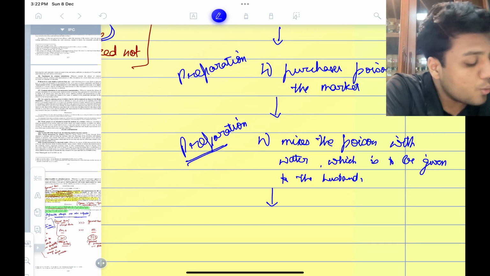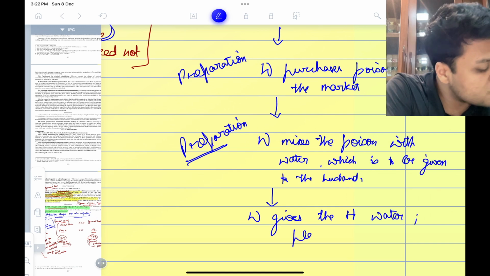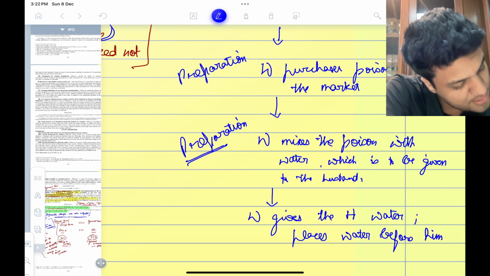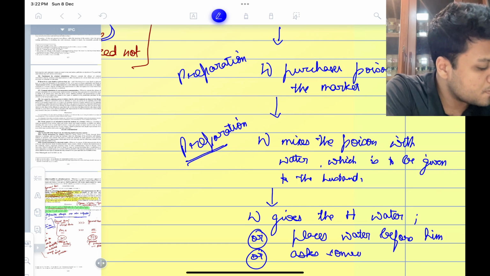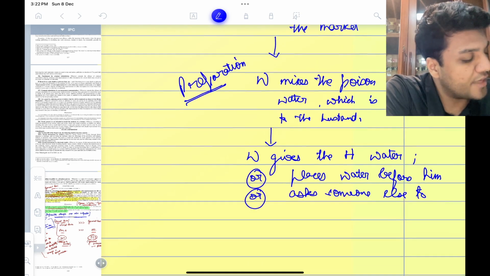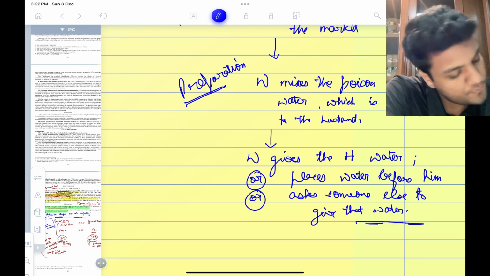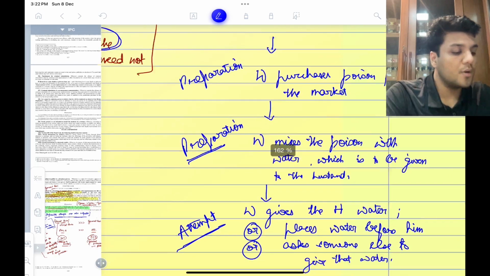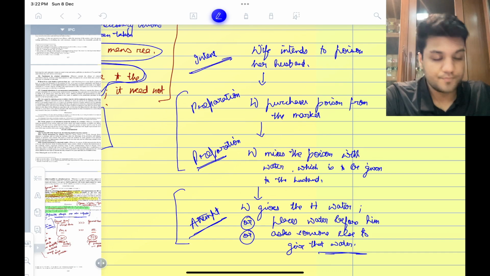But now, when the wife gives the husband water or places water before him or asks someone else to give that water, only these scenarios will constitute attempt, right? So I hope the distinction between preparation and attempt is clear, right?